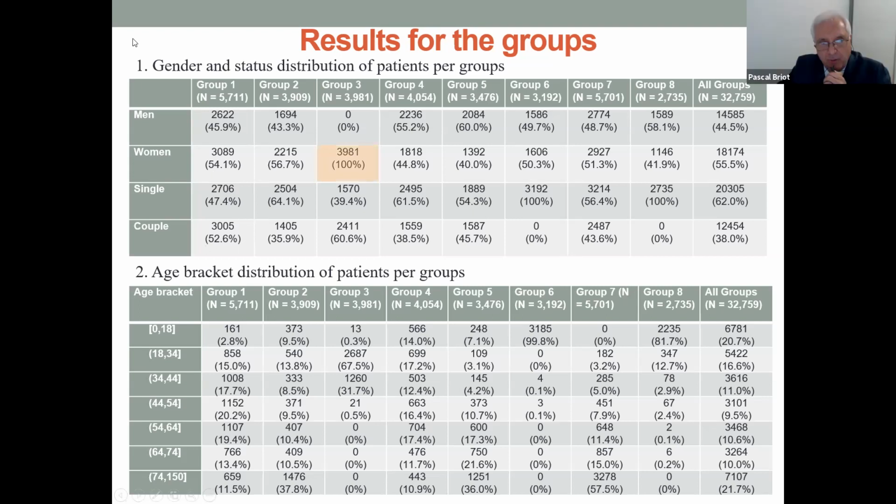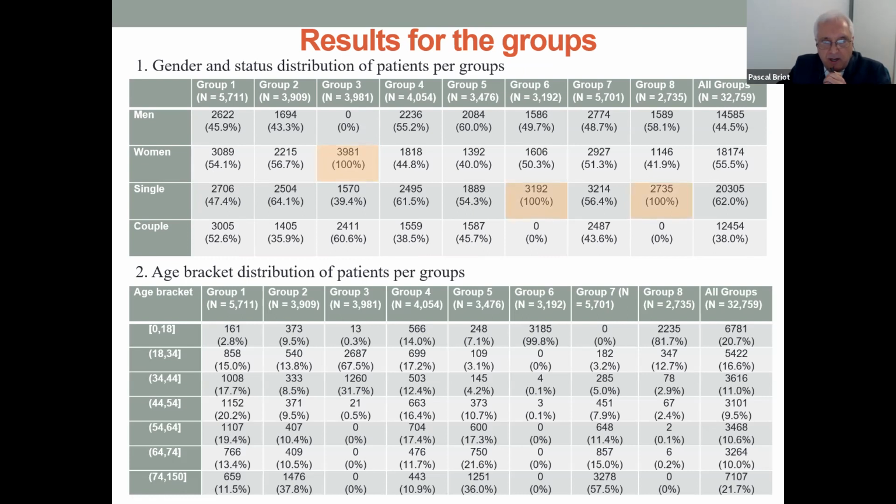You see that the first thing we see appearing is a group that has 100% women. Well, that makes sense. In a population of patients taken care of in a large hospital, you expect pregnancy to be one of your large activities. And so having a group that includes only women seems to make sense. Gilles, if you want to click next.